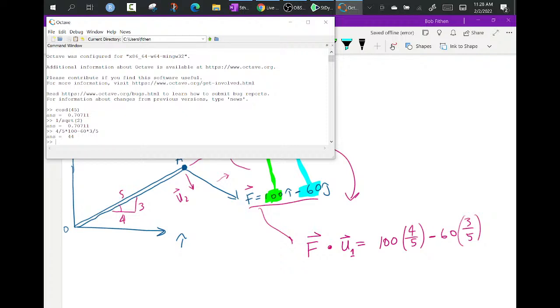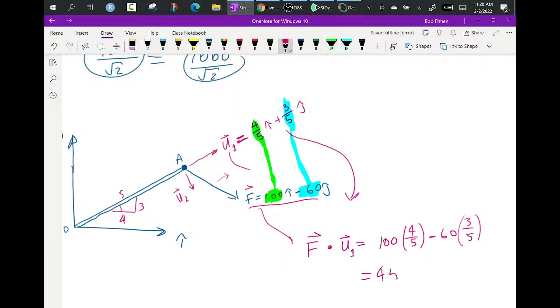And that becomes what? 44. So it's about 44. Why did I say 45? So it's roughly 44. So that's the component of the force. Sometimes they'll list it FU, and if I've got that, I'll say that. So this is a scalar value, the force in the U1 direction.